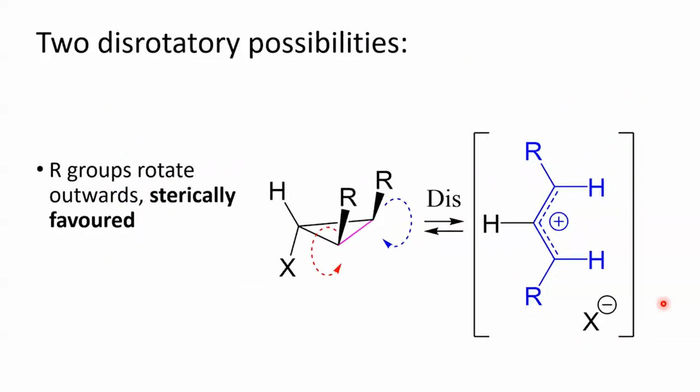So based on looking at those two disrotatory possibilities, we can conclude that the disrotation whereby the R groups form a product where they are situated outwards, or trans, in relation to each other is going to be sterically favoured. So if there are no other considerations, this is the product that is going to be favoured at the end of the reaction.